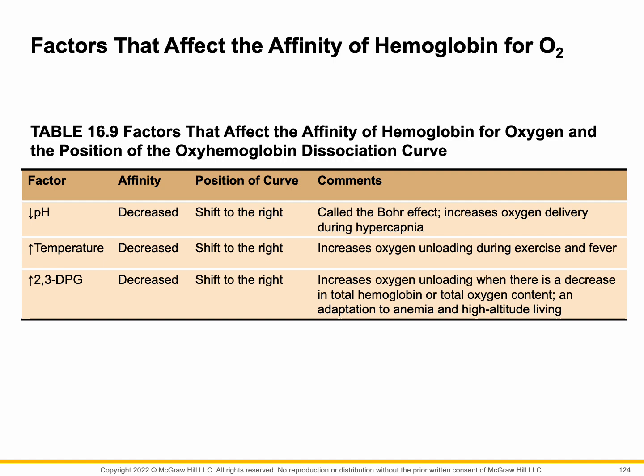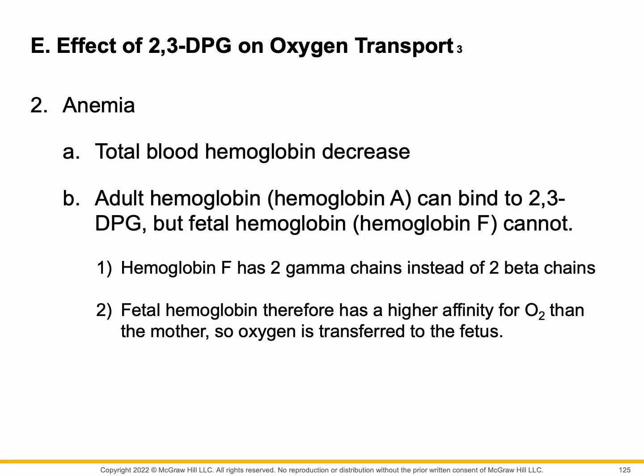Make time to review table 16.9, which shows the factors that affect the affinity of hemoglobin for oxygen and the position of the oxyhemoglobin dissociation curve. When the total blood hemoglobin levels are low, this is anemia. Adult hemoglobin can bind to 2,3-DPG, but the fetal hemoglobin cannot. So hemoglobin F has 2 gamma chains instead of 2 beta chains. The fetal hemoglobin therefore has a higher affinity for oxygen than the mother's, so oxygen is transferred to the fetus.